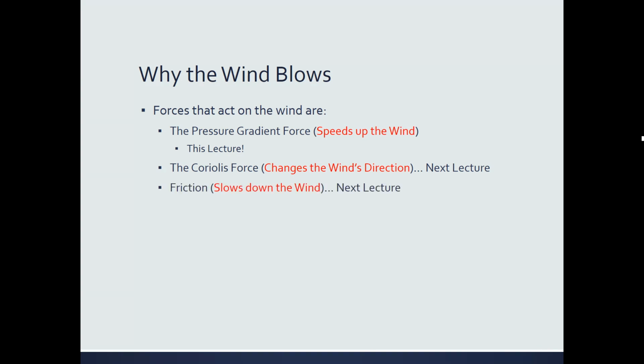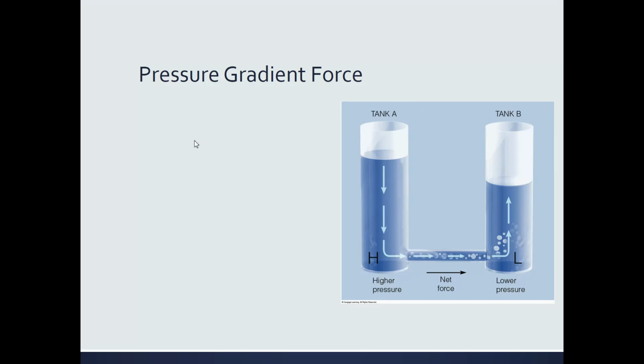And then friction. Friction slows the wind down, and it also greatly affects the relationship between the pressure gradient and Coriolis force. We'll talk about those in the next lecture. But first, let's talk about the pressure gradient force.